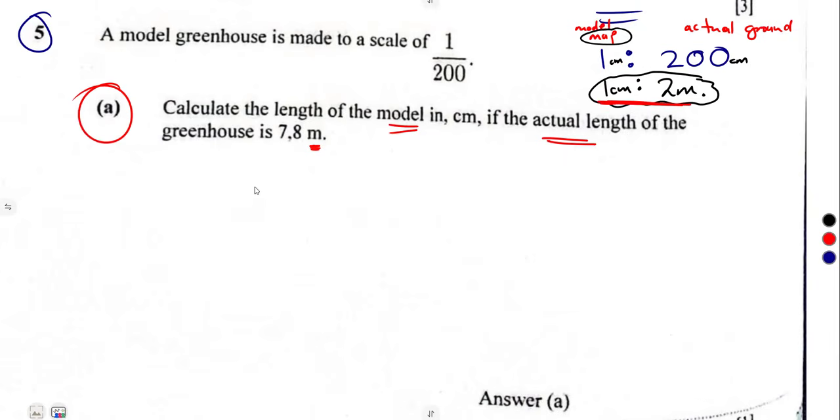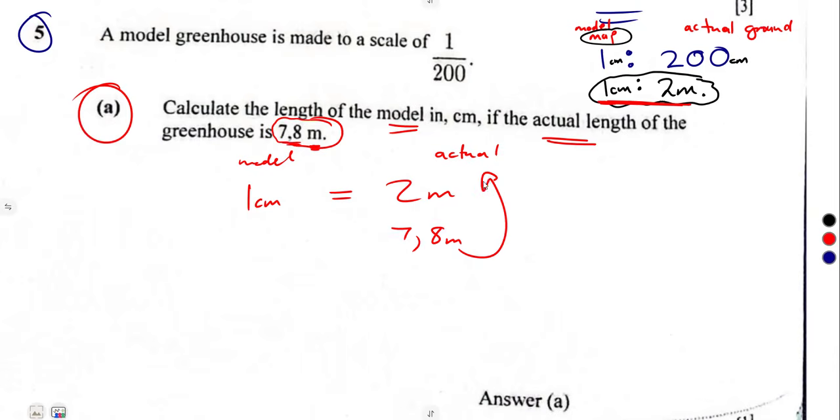Or you can use the scale directly in meters, to say 1 centimeter on the map, which is for the model, represents 2 meters on the actual ground. So if on the actual ground we are given 7,8 meters, how many centimeters do we have on the model? So that's definitely going to be more. 7,8 compared to 2, that's more.